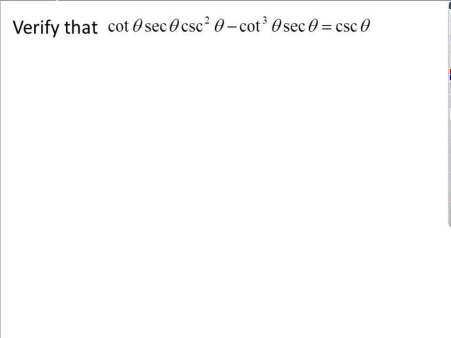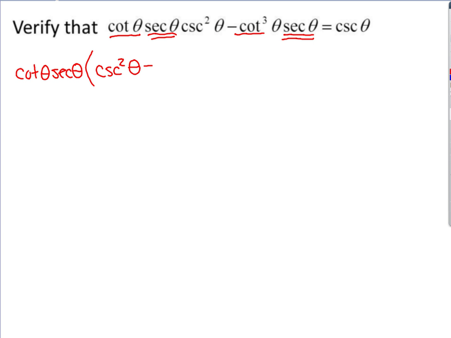So to start out this problem, if you notice, we have a cotangent on both pieces, and we have a secant on both pieces. So it is possible to factor those pieces out. If we factor out a cotangent and a secant, on the first part, if I divide cotangent secant cosecant squared by cotangent secant, the cotangent and the secant are going to be factored out. We're just going to be left with the cosecant squared.